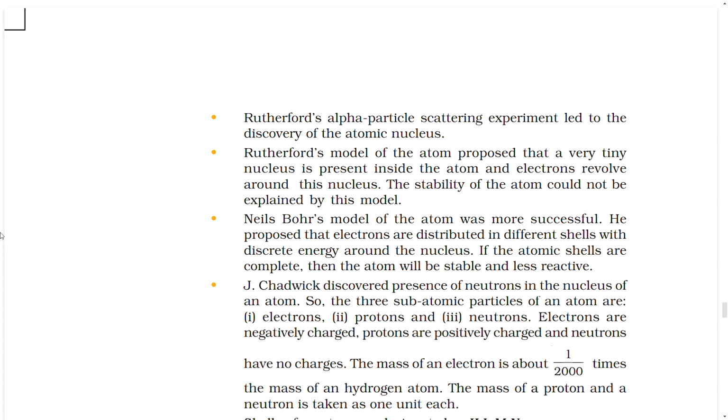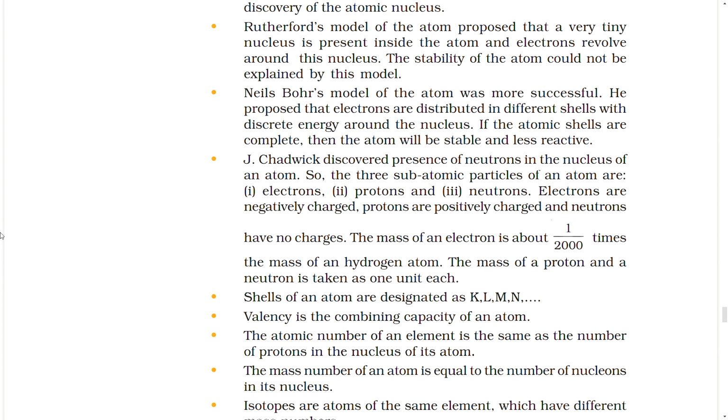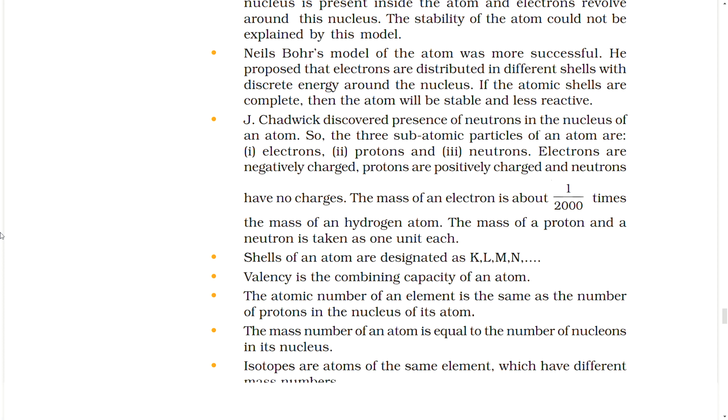So, the three subatomic particles of an atom are: 1. Electrons, 2. Protons, and 3. Neutrons. Electrons are negatively charged, protons are positively charged, and neutrons have no charge. The mass of an electron is about 1/2000 times the mass of a hydrogen atom. The mass of a proton and a neutron is taken as 1 unit each.